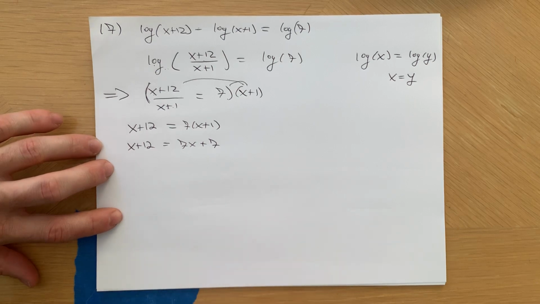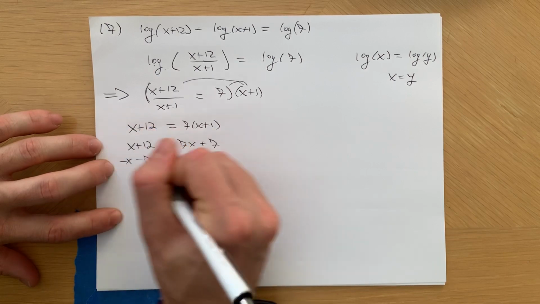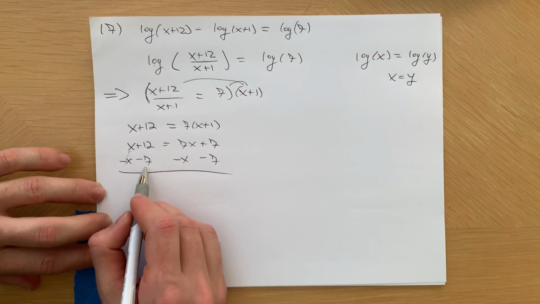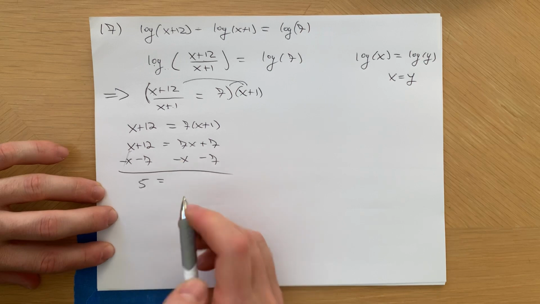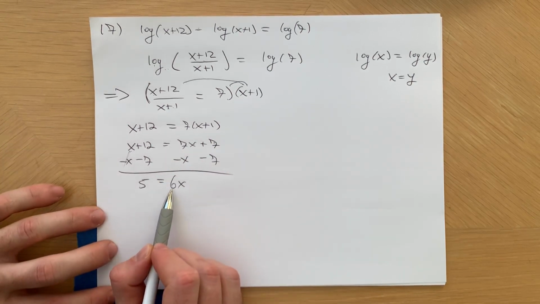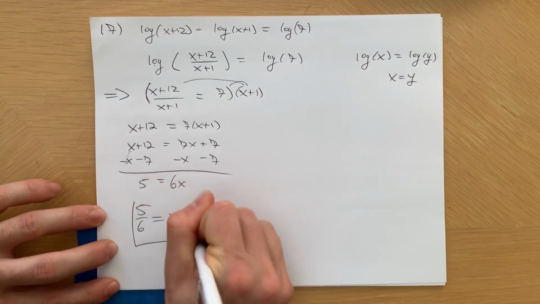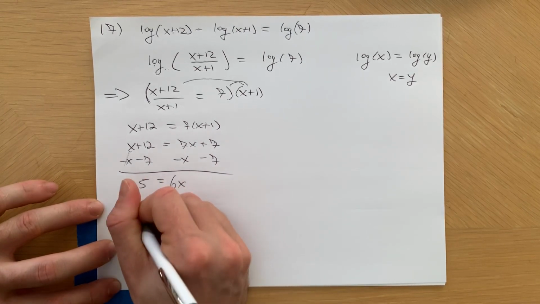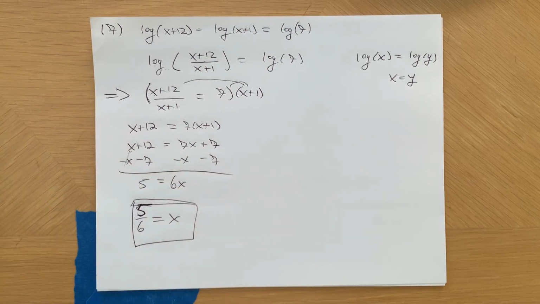And get the x's on the same side, the numbers on the other side. Let's subtract the 7 over, subtract this x over. So the x's cancel on the left. We have 12 minus 7, which is 5. 7x minus x is 6x. These 7's cancel. And now to solve for x, all we have to do is just divide the 6 over. So we get 5 over 6 is equal to x. Okay, so 5 over 6 is equal to x.